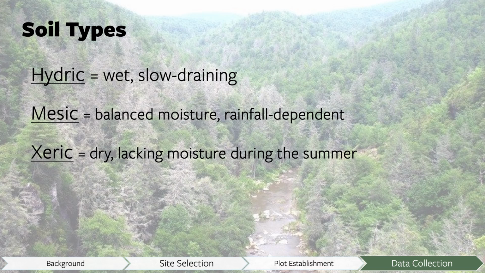Another type is mesic. That's a more balanced moisture, where the moisture level is going to really depend on the recent rainfall. So generally, mesic soils are somewhat moist, but there's going to be a little bit more variation than with hydric soils, depending on when recent rainfall is. And then finally, we have xeric soil, which is dry. This soil might be quite moisture deficient in the summertime.